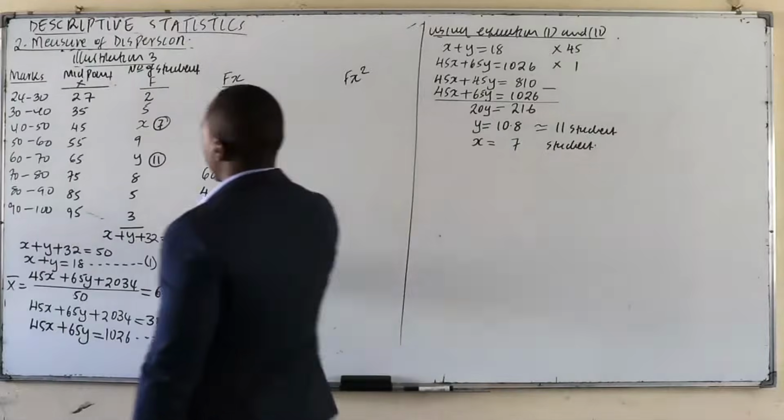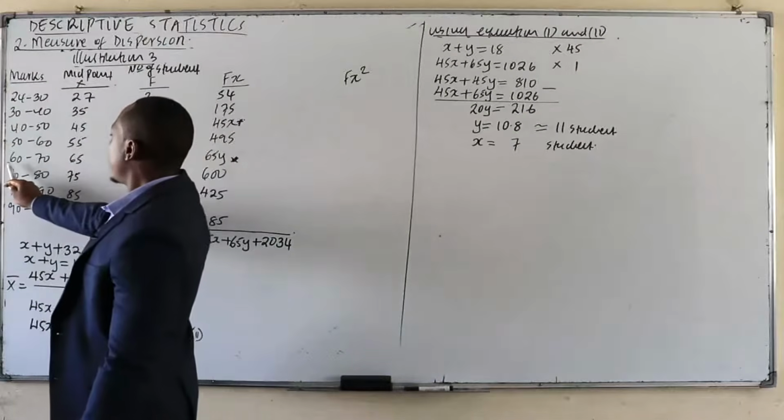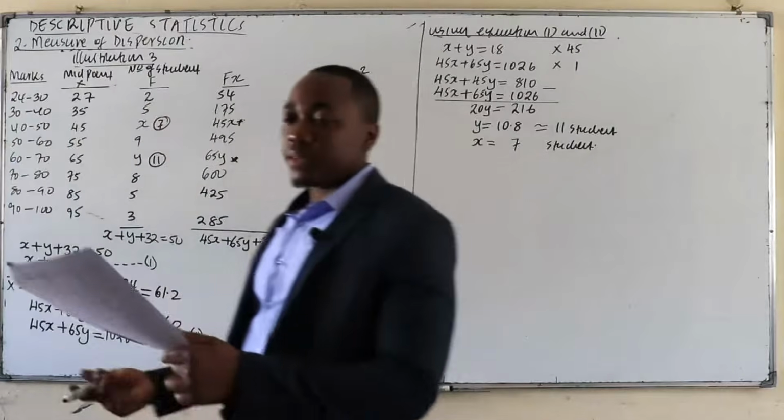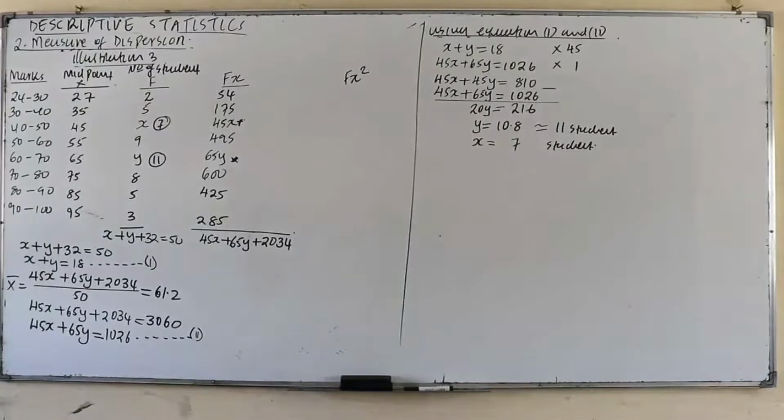So of those students who scored between 40 and 50, there were 7 students. Those who scored between 60 and 70, there were 11 students. And that answers number 1. That's how we get the 8 marks, the values of x and y. Number 2, we need the variance.